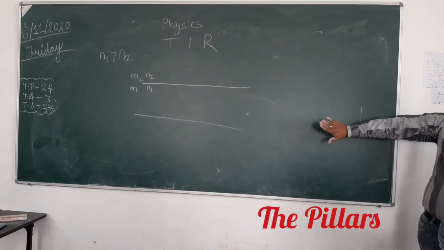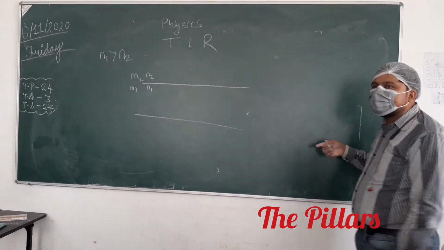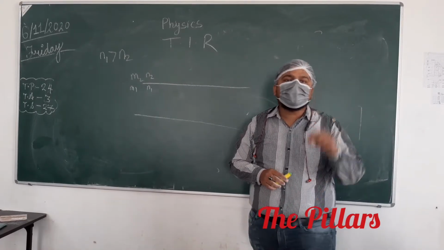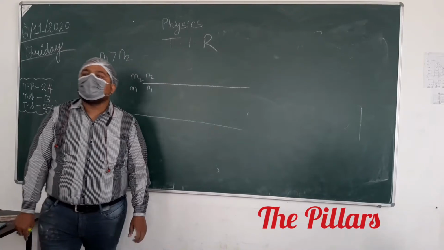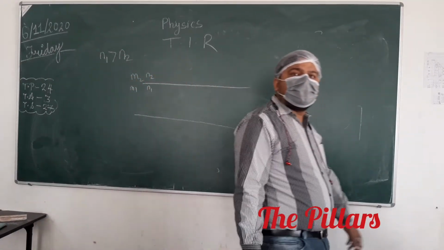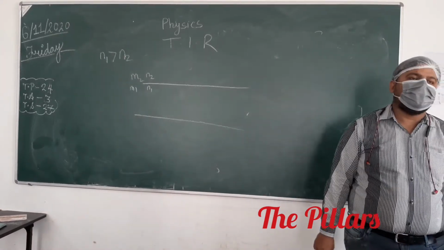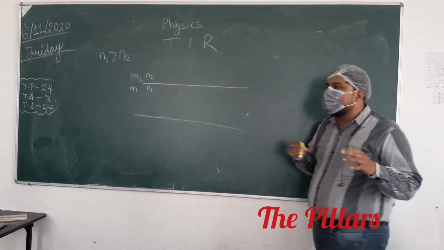This is the condition for total internal reflection. Light should always go from denser to rarer medium. What is the condition for total internal reflection? First condition: denser to rarer. Remember this thing. It will always go from denser to rarer.